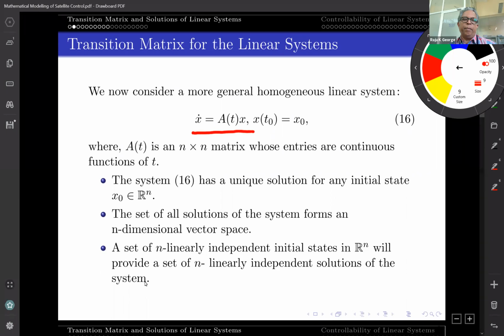That is one very interesting observation: if I take x0 fixed, then with respect to x0, I have a unique solution. And now x0 is in Rn. Now, if I take n linearly independent vectors in Rn and find the corresponding unique solutions, then those solutions will be linearly independent solutions, and those solutions can span the solution space. So therefore, the basis for the set of all solutions of this x dot is equal to A(t)x can be found by taking the linearly independent solutions of this equation. That can, in fact, practically be taken from the linearly independent vectors in Rn.